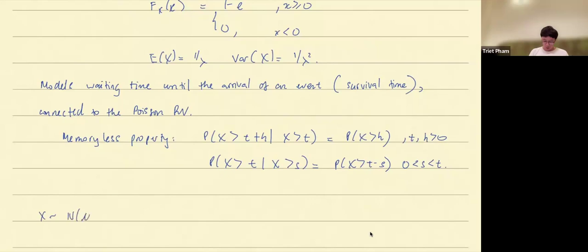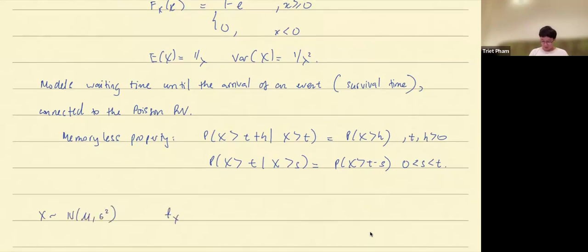X is normal mu sigma squared. Then the PDF is 1 over square root of 2 pi sigma squared e to the minus (x minus mu) squared over 2 sigma squared. This one has support over the entire real line.